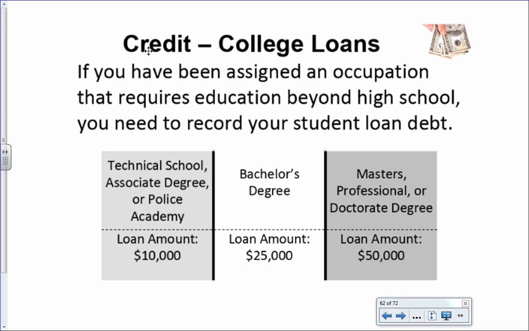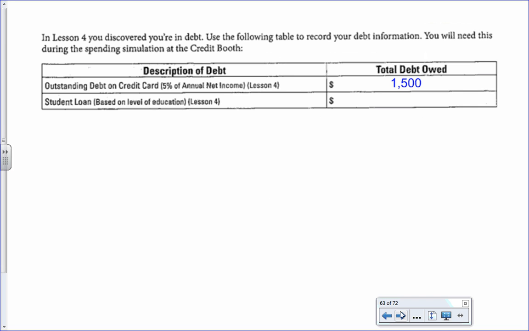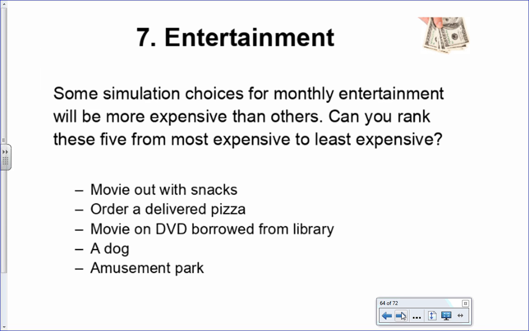So credit and college loans, if you've been assigned an occupation that requires education beyond high school. I have a bachelor's degree. Okay, so my loan amount is $25,000. So in my table, I am going to put $25,000 next to my student loan. Okay, so the next thing is I'm going to do a simulation about entertainment.